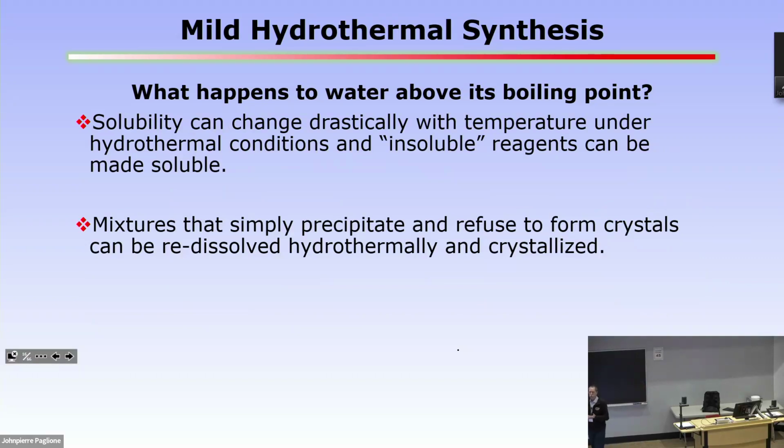Okay, the one reason, and probably the biggest reason we use hydrothermal synthesis, is that the solubility can change really drastically as you cross the boiling point. And something that's insoluble can redissolve. So if you do a reaction at room temperature, you add A and B together and you get an instant precipitate, that's not very conducive to crystal growth. But if you take that into a hydrothermal regime, they can redissolve and recrystallize, and you can form nice crystals. So the reversibility of this process is important.